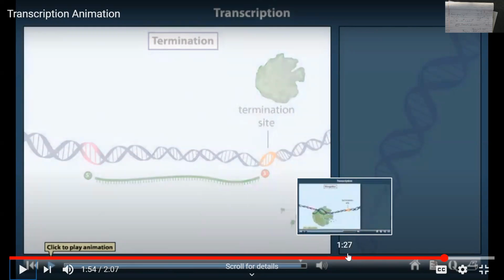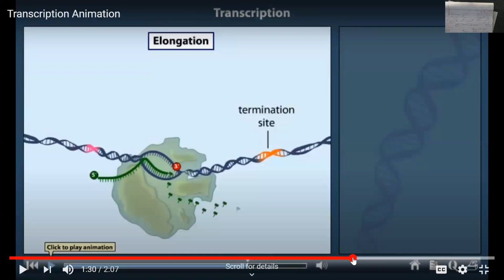Yes, sir. How many subunits does RNA pol 2 have? So that's a good point. Notice here, this is one reason I like this animation: while not absolutely accurate, it gives at least the impression that we know it's not going base by base by base. It's a large protein that sits on top of the strand.